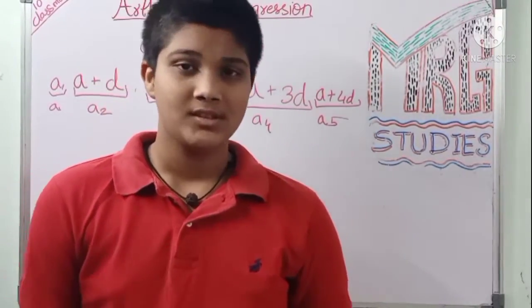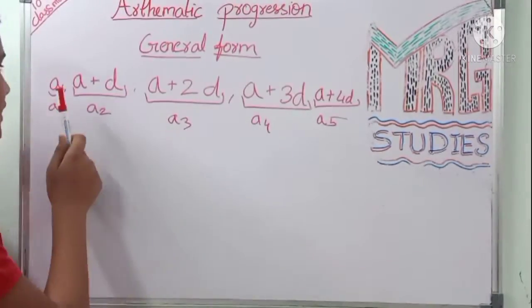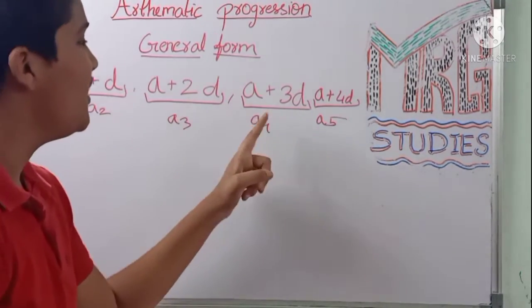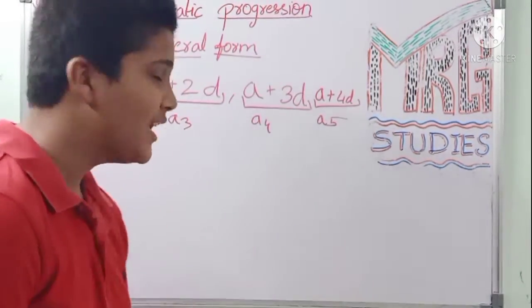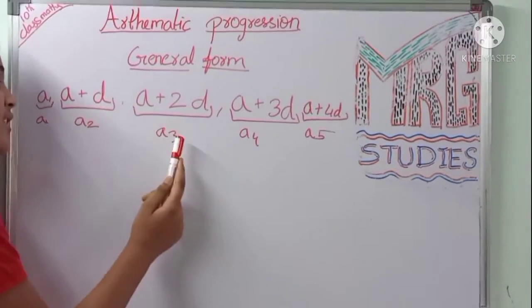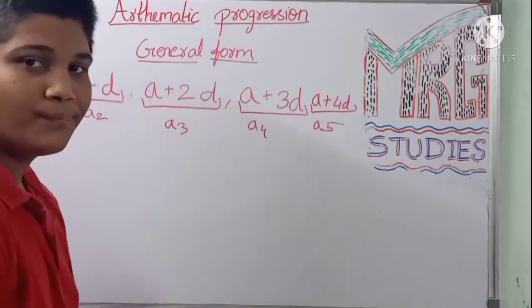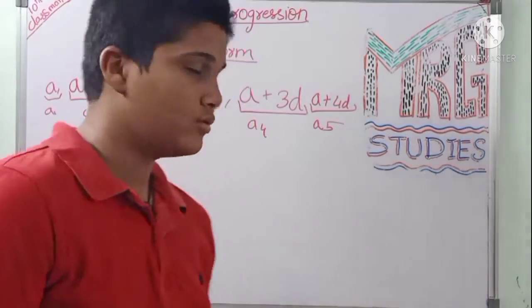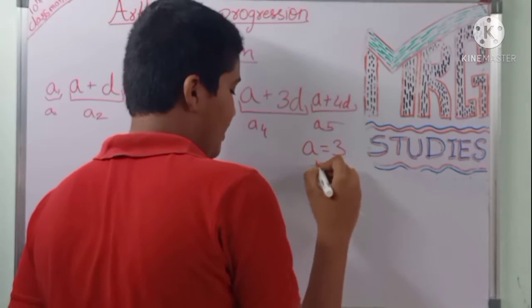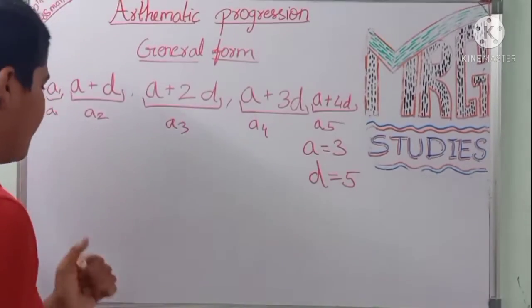The form of the arithmetic progression: a, a plus d, a plus 2d, a plus 3d, a plus 4d. So here we have 5 terms: a1, a2, a3, a4, a5. So if we take the values a equals 3 and d equals 5, now let's do the answer.